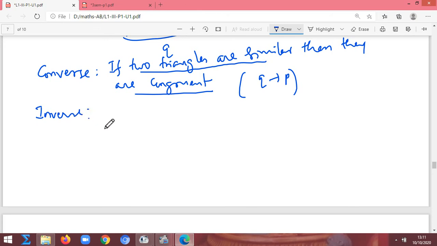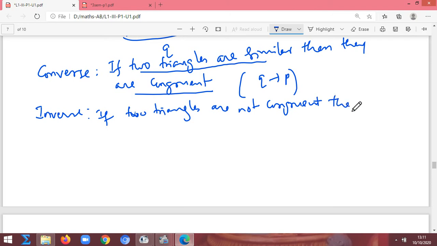So, negation of P implies negation of Q, that is, if two triangles are not congruent, then they are not similar. So, that is negation of P implies negation of Q, it is inverse.